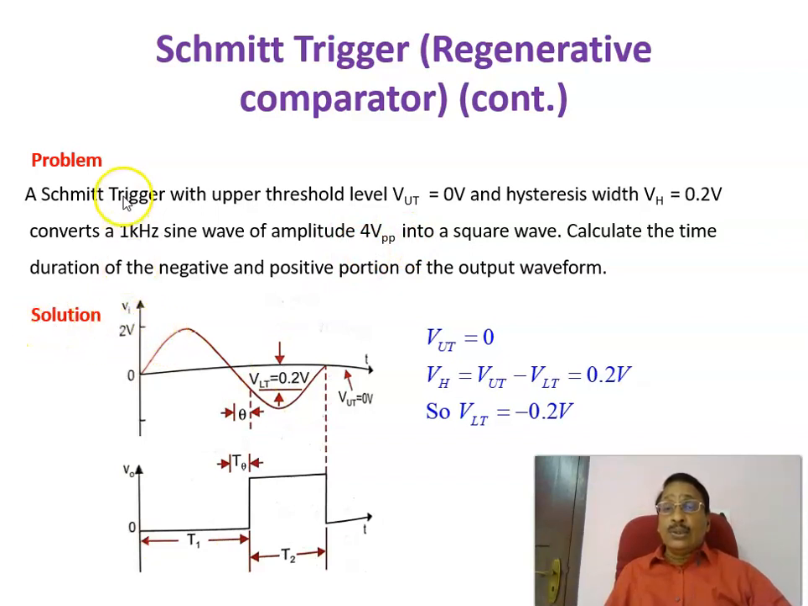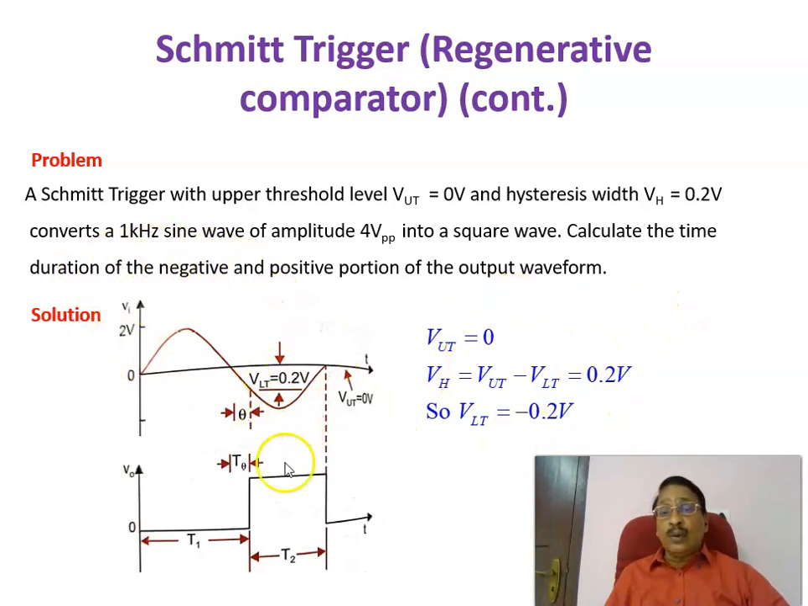Coming to the solution of this problem: given upper threshold voltage equal to 0 volt, and the hysteresis voltage is given as 0.2 volt. Hysteresis voltage VH is equal to upper threshold voltage minus lower threshold voltage. Therefore, 0 minus lower threshold voltage is equal to VH, and VH is equal to 0.2. From that you can find the lower threshold voltage: VLT is equal to minus 0.2 volt. Therefore, upper threshold voltage is 0 volt, lower threshold voltage is minus 0.2 volt, and the hysteresis width VH is 0.2 volt. So that is determined first.